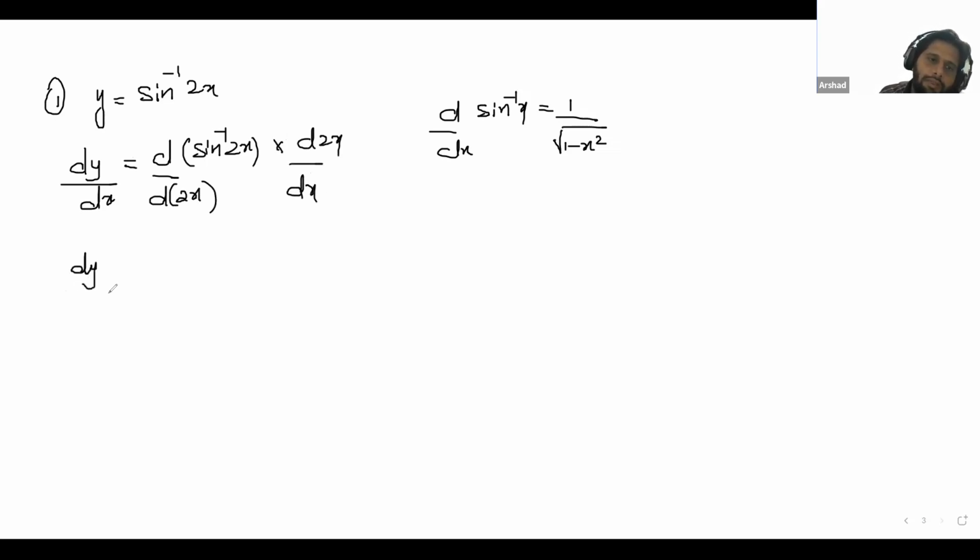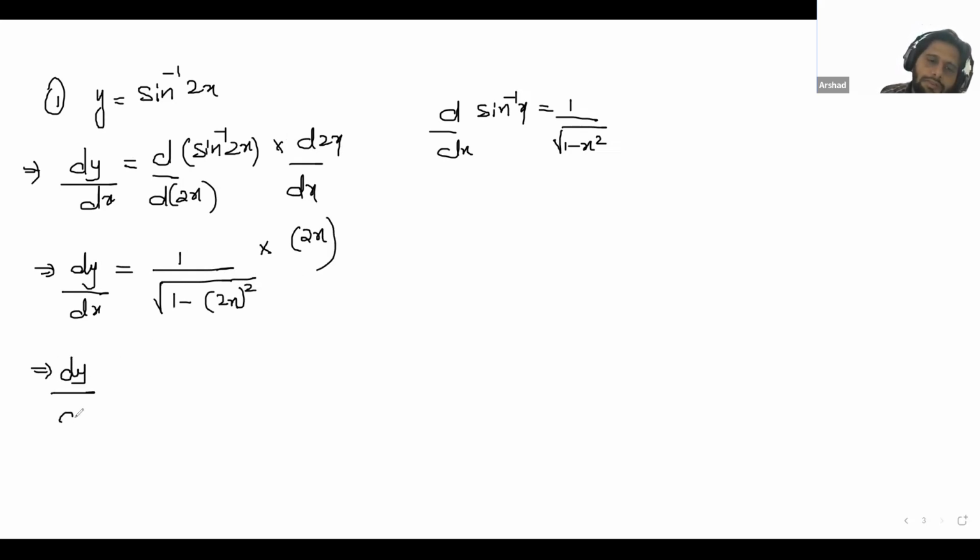So dy by dx is equal to, the sine inverse 2x will give us 1 by under root of 1 minus 2x squared, because in place of x we have 2x, into we will differentiate 2x, which will give us 2x. So here we get dy by dx is equal to 2x by under root of 1 minus 4x squared.